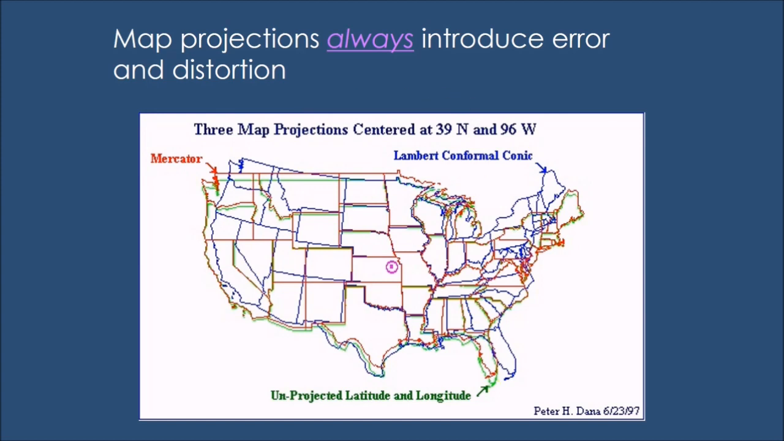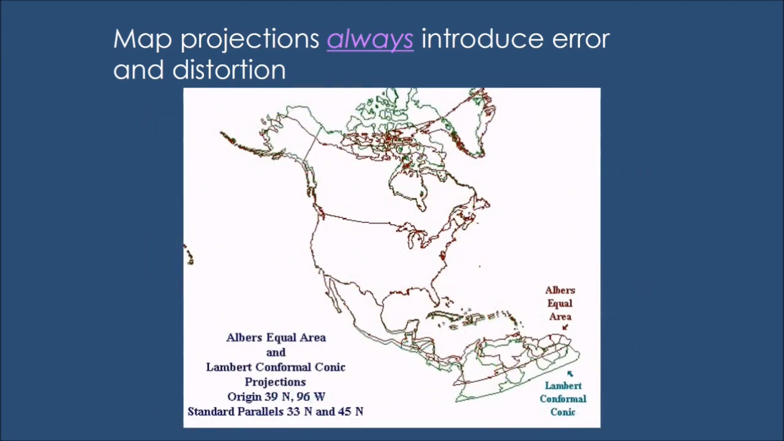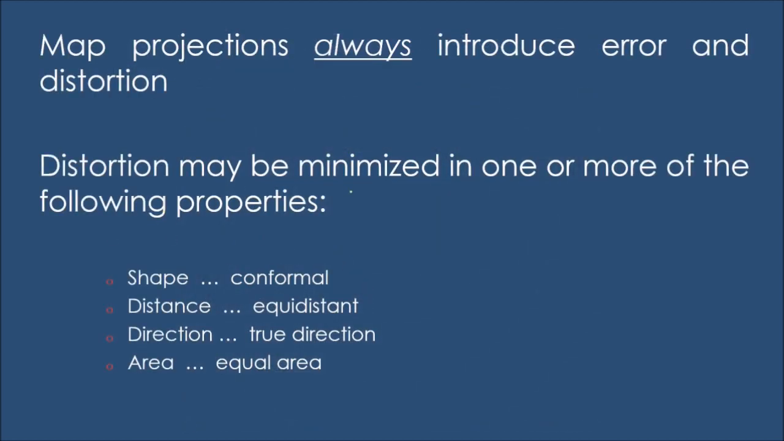See, these are three views of the US. The three map projections are centered at, say, 39 north and 96 west. These three projections may be Mercator, Lambert conformal conic, or unprojected latitude longitude. Then the problem is they will be shifted, so there will always be an error or distortion. As you can see here, we have Albers equal area and Lambert conformal conic projections, with the origin at some point. You will always find this variation. So, as I said, again I will reiterate that map projection will introduce error and distortion.